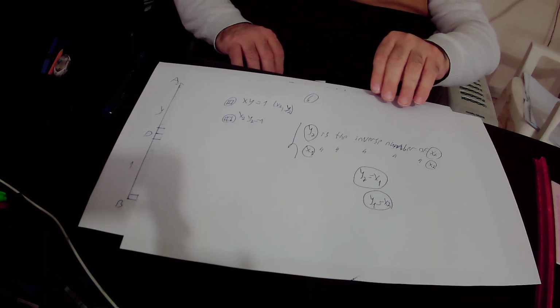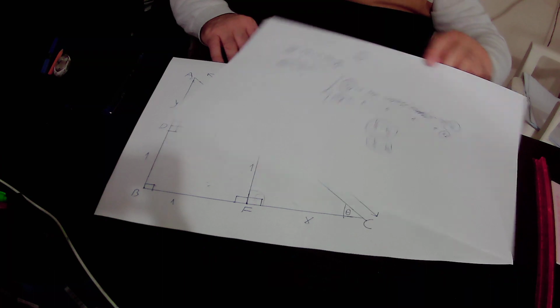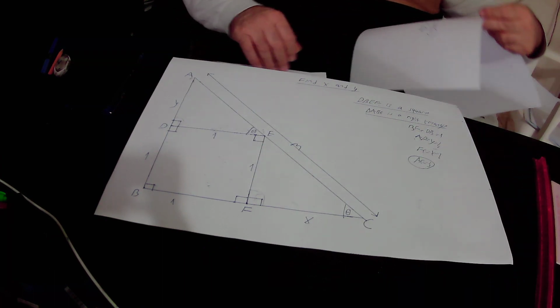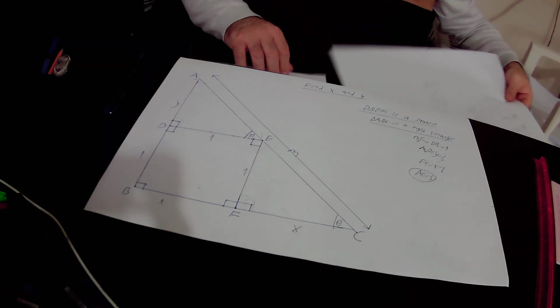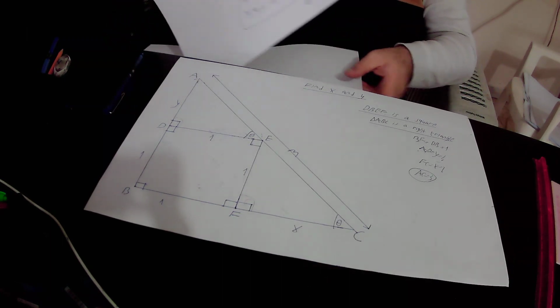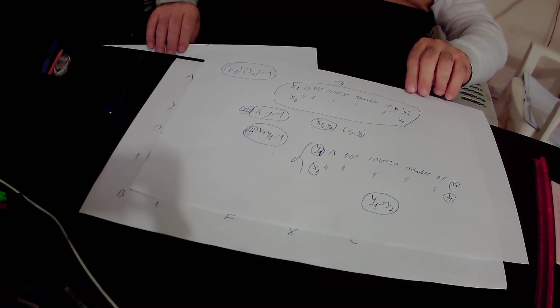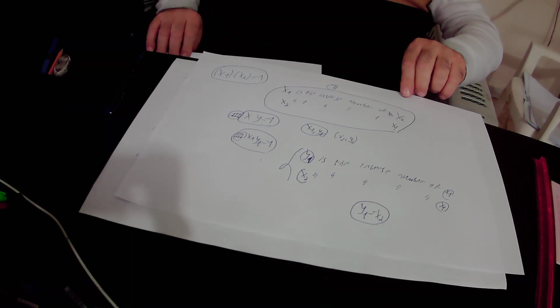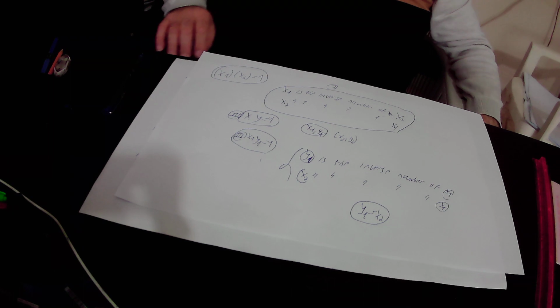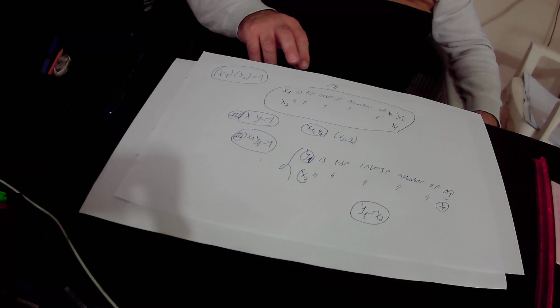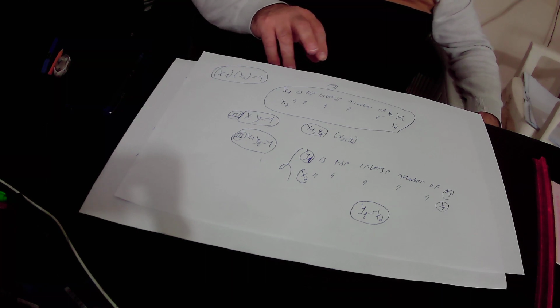What does it mean? Here we have x1 times x2 equals 1. What does x1 times x2 equals 1 mean? It means that x1 is the inverse number of x2 and x2 is the inverse number of x1.